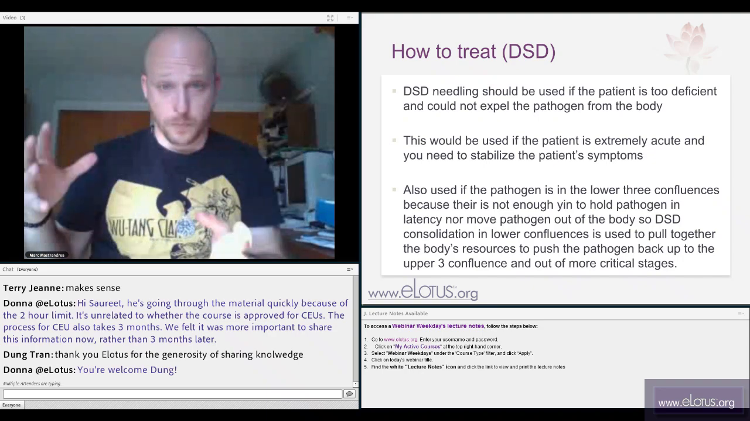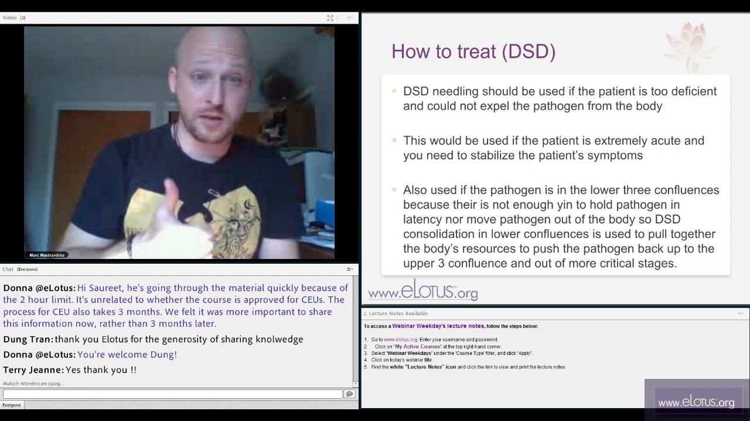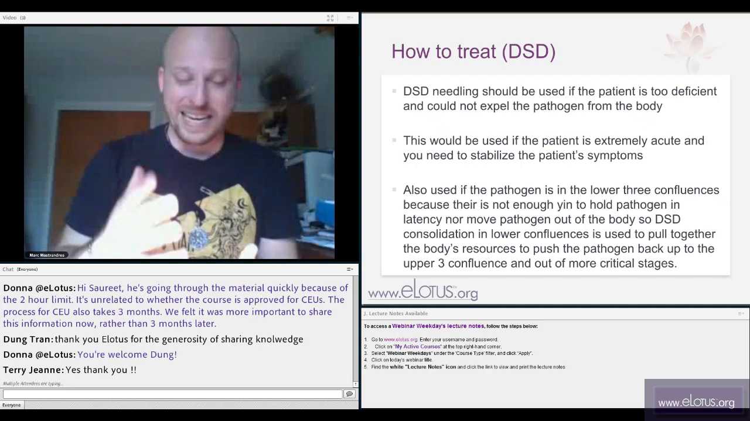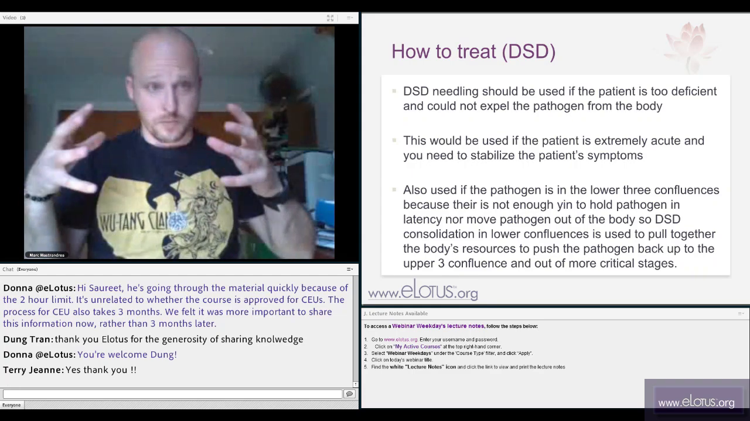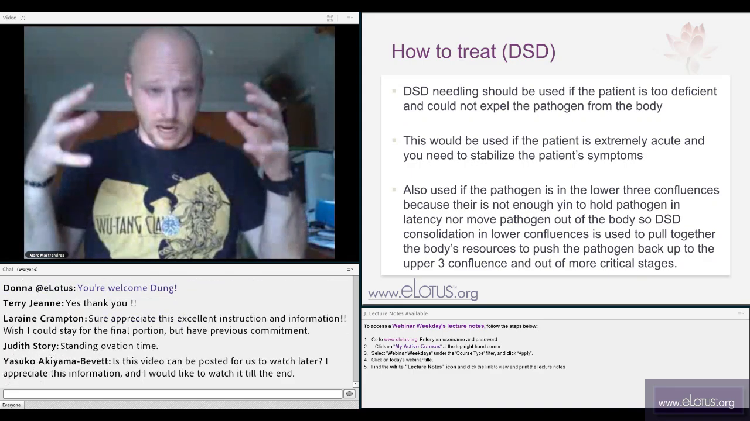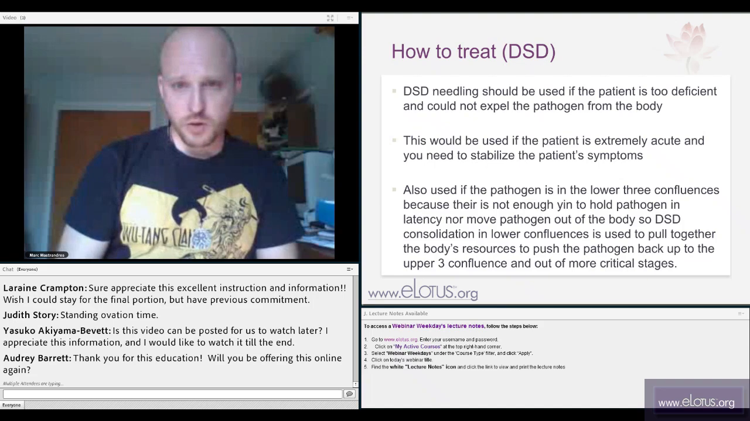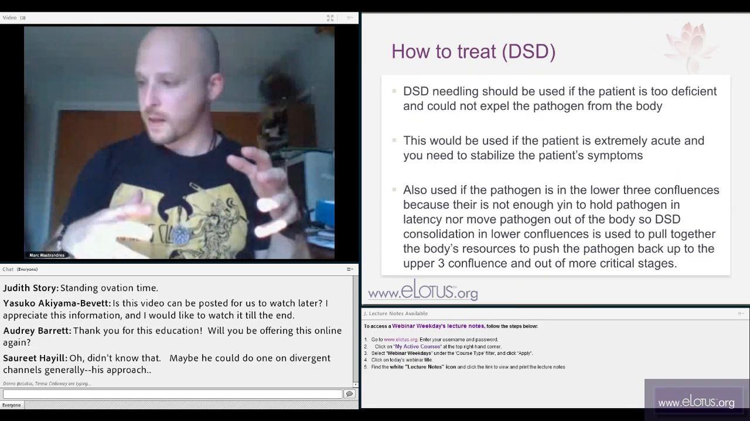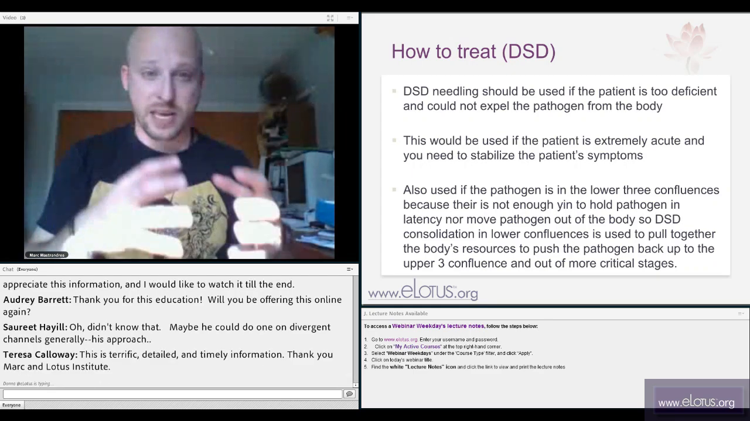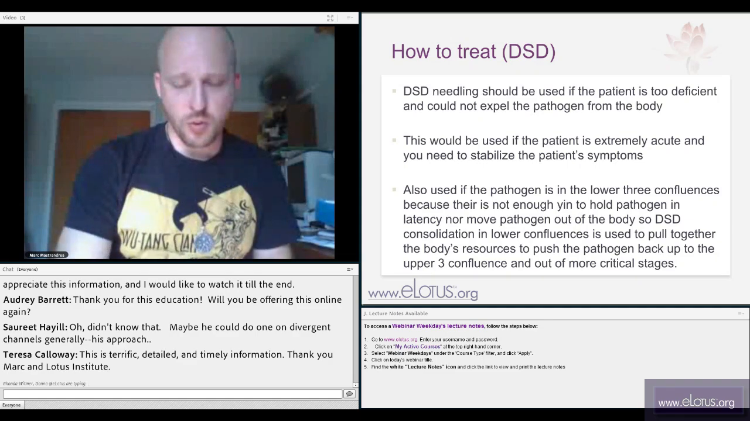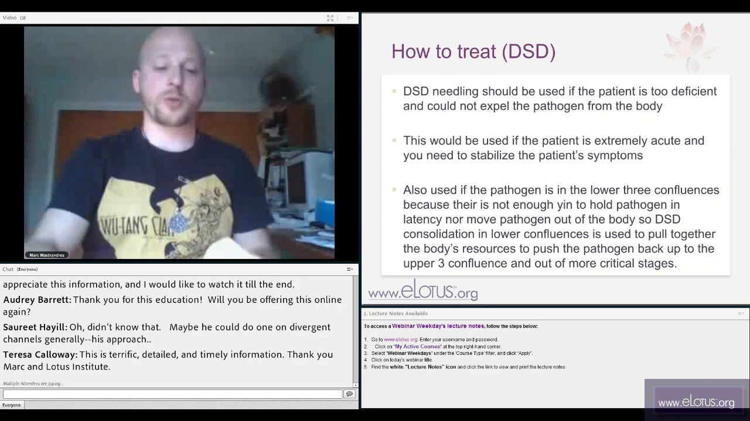So DSD needling is if the patient is too deficient and could not expel the pathogen. This would be used for somebody in an extremely acute case or where you need to stabilize a person's symptoms immediately. You just got to bring everything together. So also, this would be used in the lower three divergent channels, the lower three divergent confluences, the pairs, right? Because there's not enough yin to hold on to things. You can't move the pathology out of the body right now, so you want to hold it so that later maybe you can move it out. So you consolidate, so that eventually your body can push up to the upper three confluences.